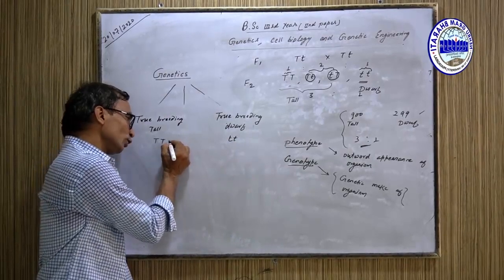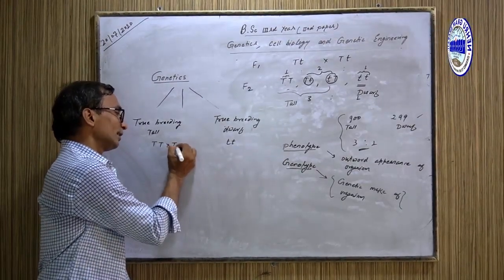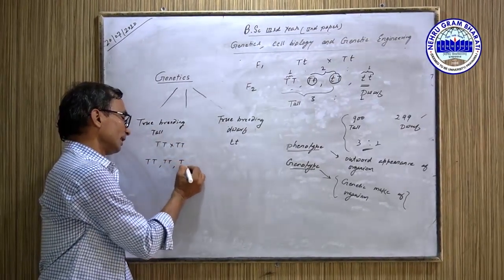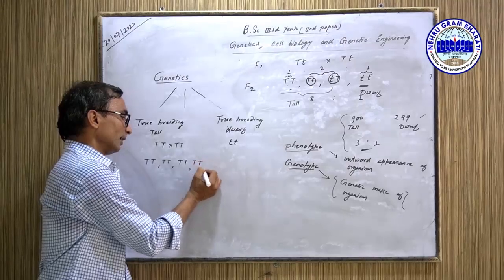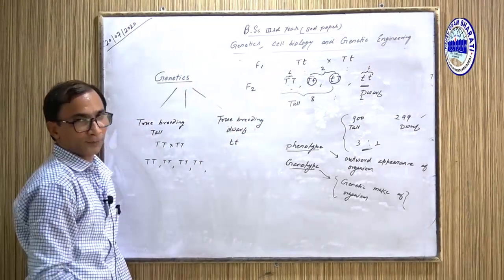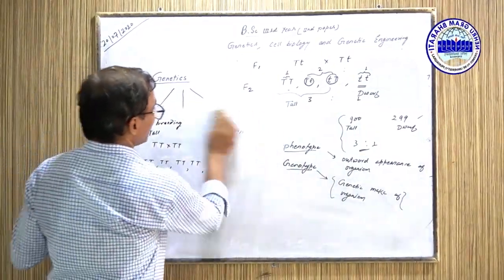Why? Whenever you self-pollinate them, what do you get? Every time you will get the same type of organism. You will be getting the same type of organism. This is the character of the true breeding lines. Similar will happen with true breeding dwarfs. So is that clear? So let us move ahead further.